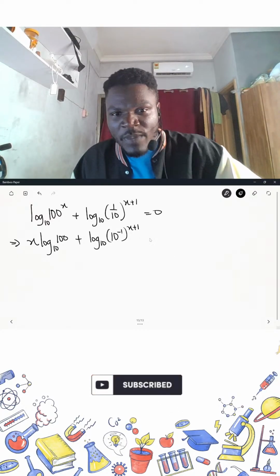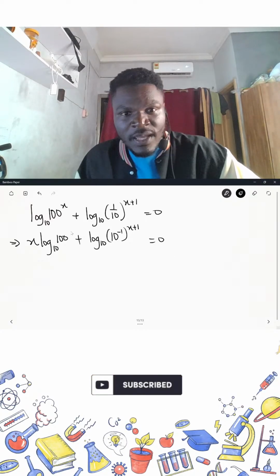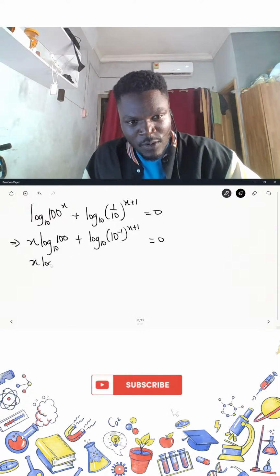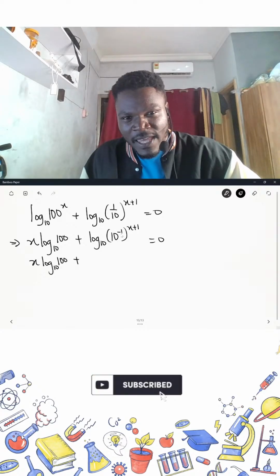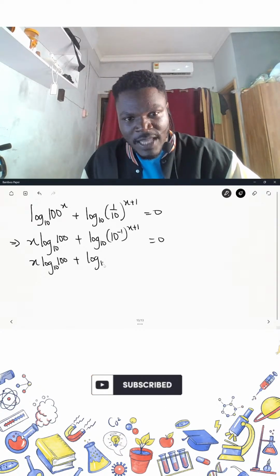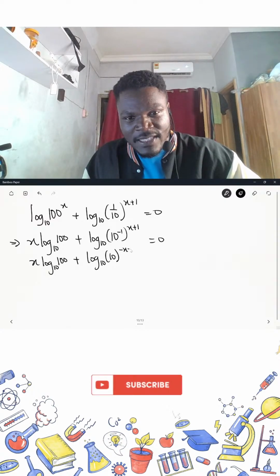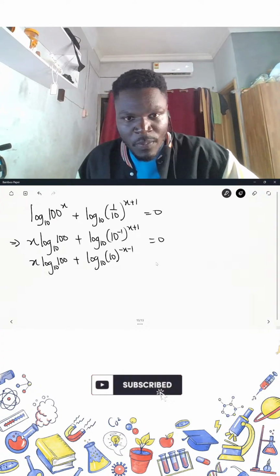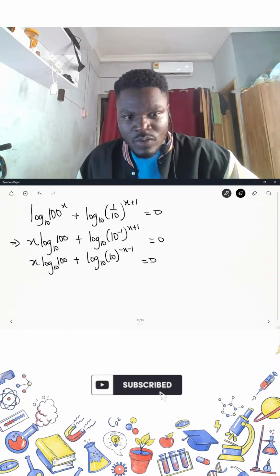All right. So from here, this is equal to 0. And then what we'll do is, from here, I'll still maintain this part, log base 10, 100 over here, plus here, the negative will multiply what we have at the top over here. So this will become log base 10, 10, then power negative x minus 1. The negative 1 will multiply everything at the top over there, and this is equal to 0.